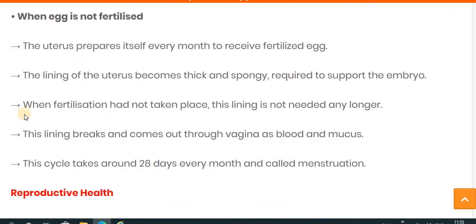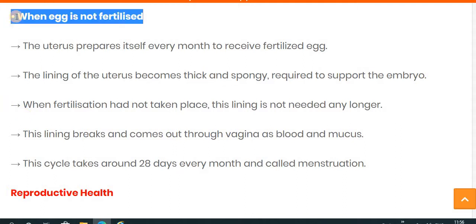Now let's start this video with the new topic. We see one condition, that if the egg is fertilized, then the embryo starts developing, and after nine months the baby is born. But in the case of the egg which is not fertilized, meaning the mating process does not occur and the zygote is not formed, what happens in that condition is what we have to see in this video. So the second condition is when the egg is not fertilized.